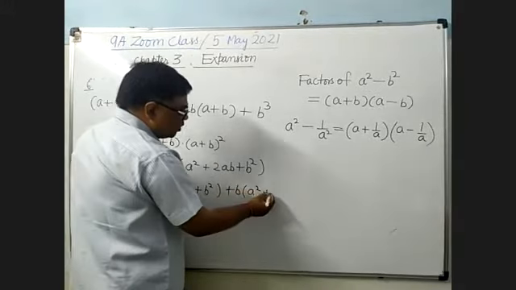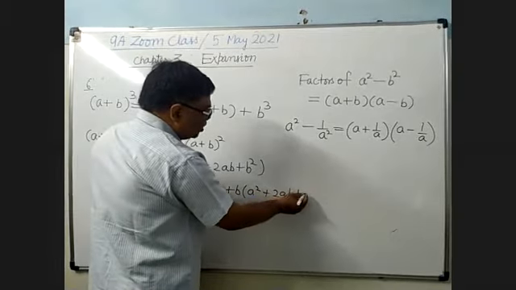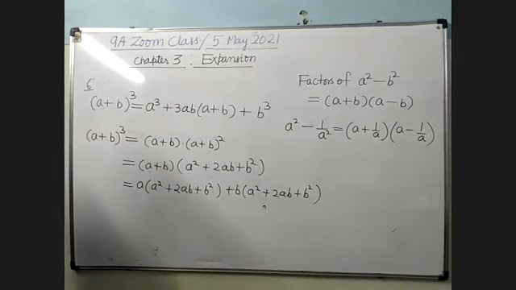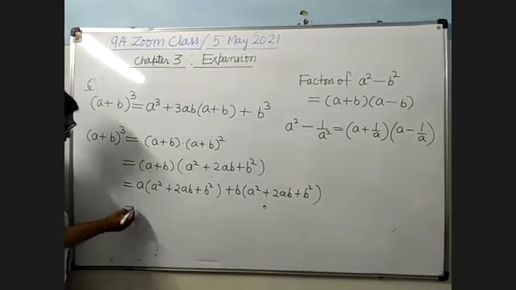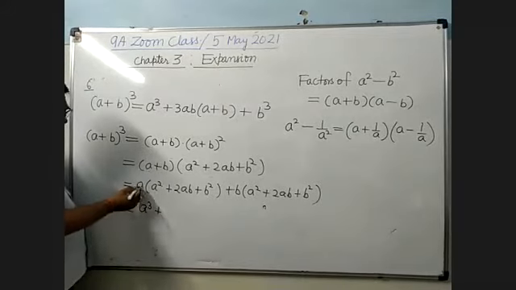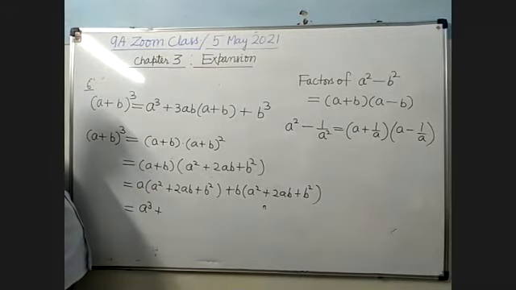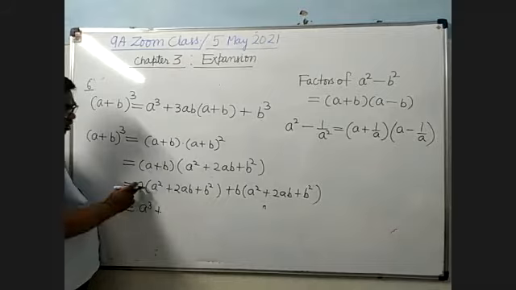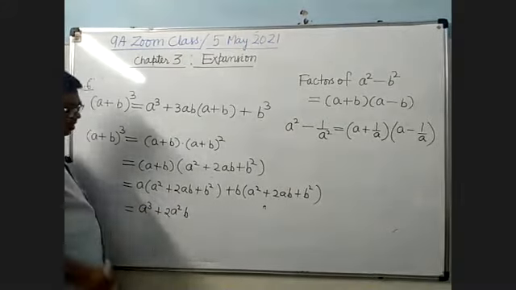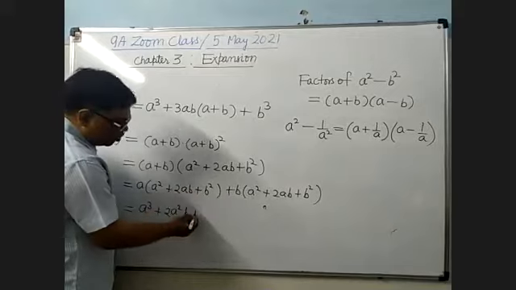a square plus 2ab plus b square. Now I'm opening the bracket. a into a square, a cube. a into 2ab, 2a square b. It will be 2a square b. Then a into b square, ab square.